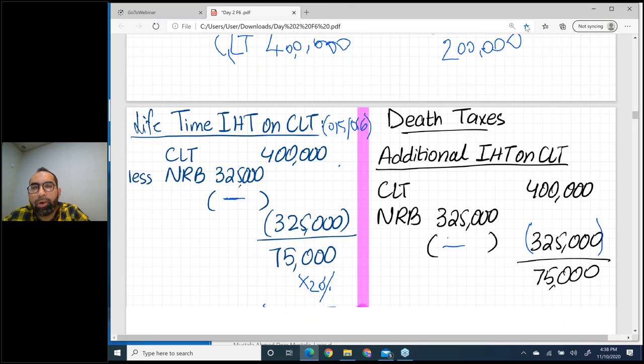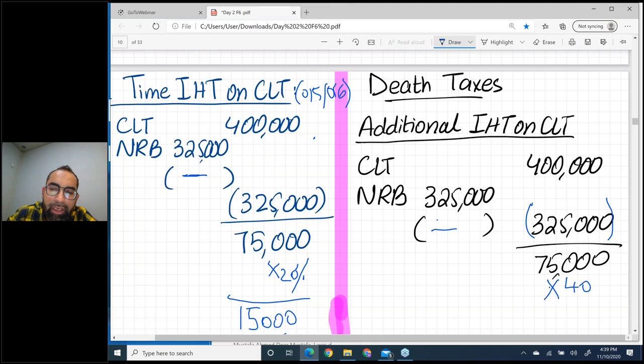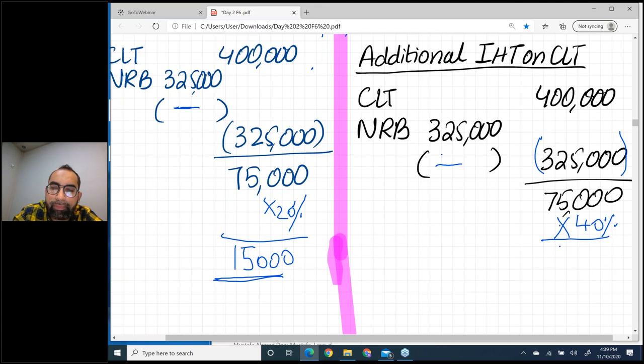Now boys and girls, tell me, these are death taxes. For death taxes, there is only one tax rate, and that is 40%. Tell me, 75,000 times 40% is how much? This is, I think, 30,000. Okay, 30,000.